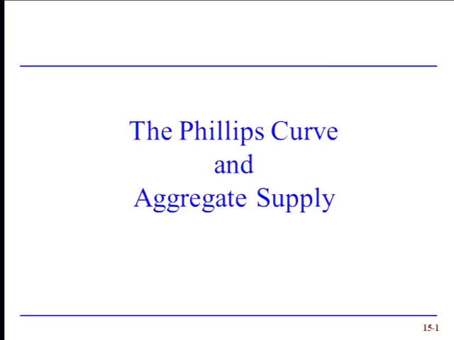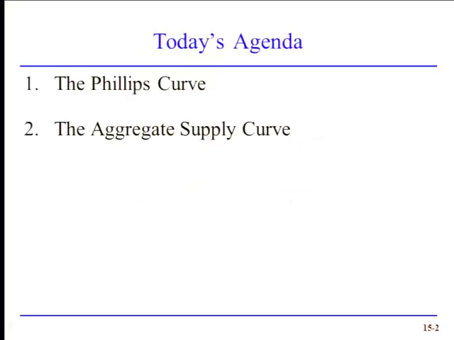Now, as you're very well aware, if you have a demand curve and nothing else, you can't tell equilibrium anything. So we need to match our aggregate demand curve with an aggregate supply curve. And that's going to be the focus of today's lecture. We want to look at something that's called the Phillips curve, which is sort of the basis on which the aggregate supply curve is built.